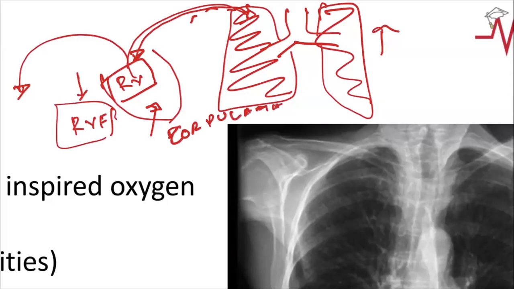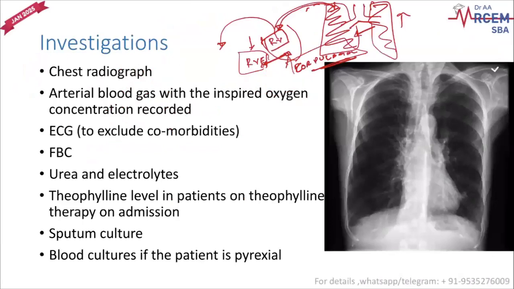And this takes around a decade's time, if not more, to develop enough resistance to have right ventricular failure, resulting in pedal edema. So it takes decades, if not more. Usually it takes 10 to 15 years to develop this. It doesn't happen in a newly diagnosed COPD patient.